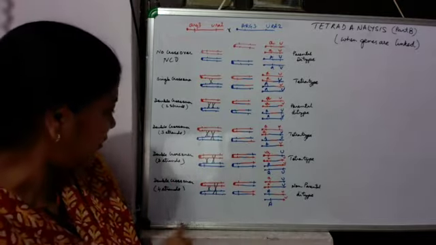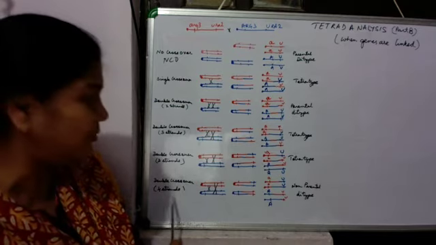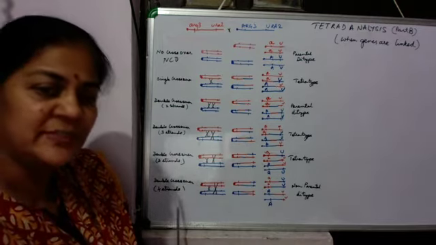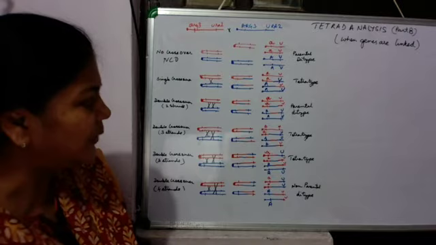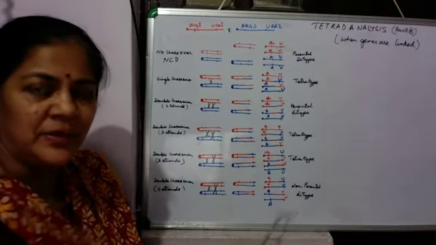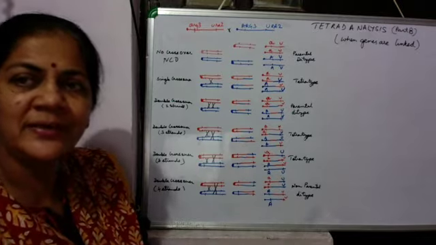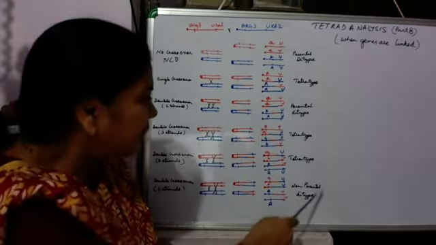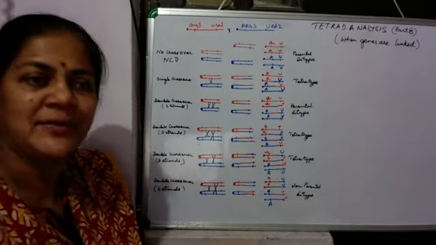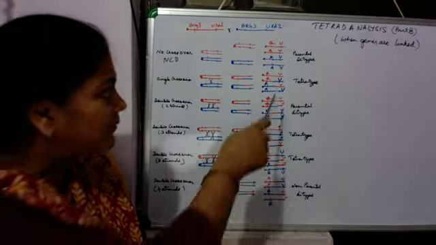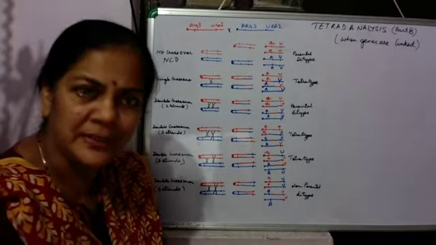Now when a double crossover involving all four strands takes place, this is the only way by which we can get a non-parental ditype. So what you see here is that when the genes are linked, the number of non-parental ditypes is very, very small compared to the number of tetratypes or parental ditypes.